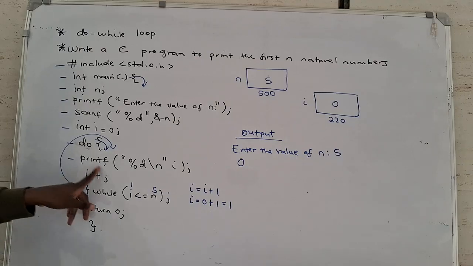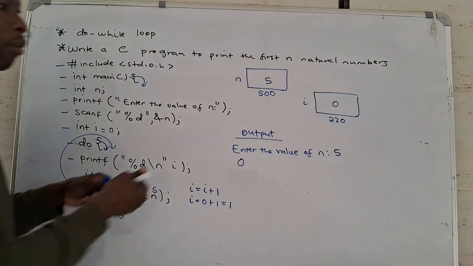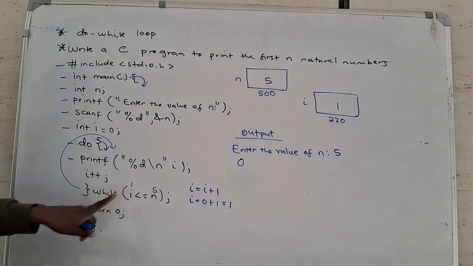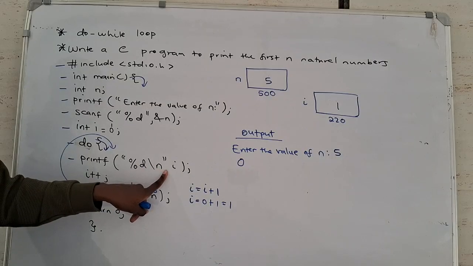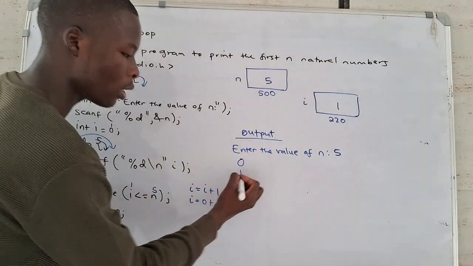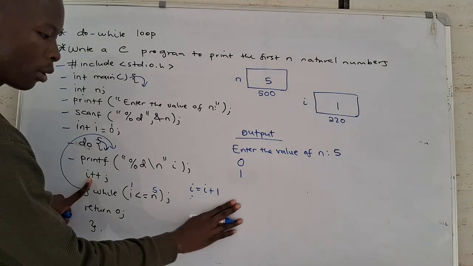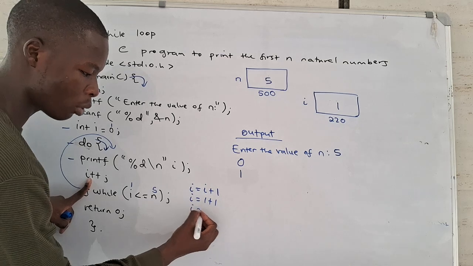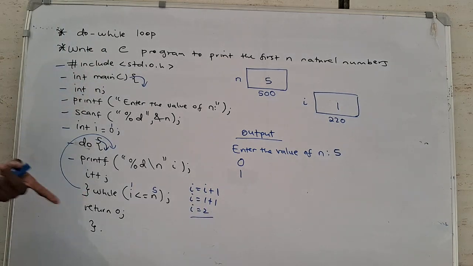What is the meaning of this? The value of I should be printed. Here now the value of I is 1, so the value of I should be printed now. The value of I is incremented again. Now I is equal to 1 plus 1. What is the new value of I? It is 2. Now the value of I is 2.